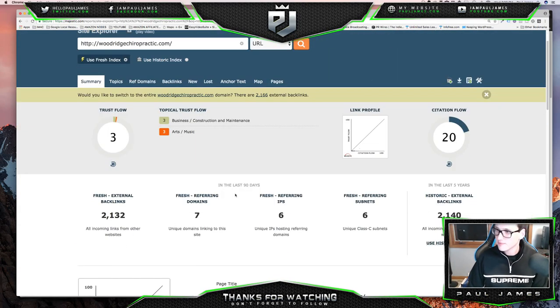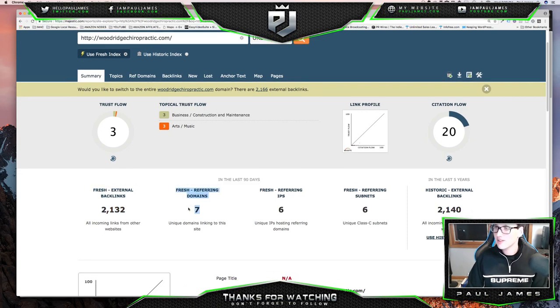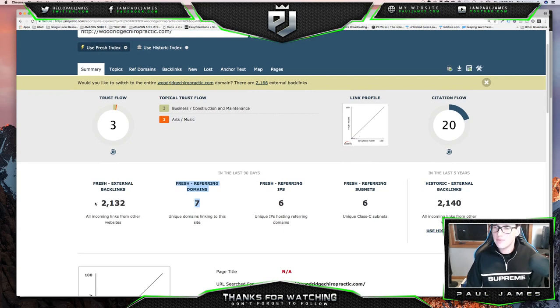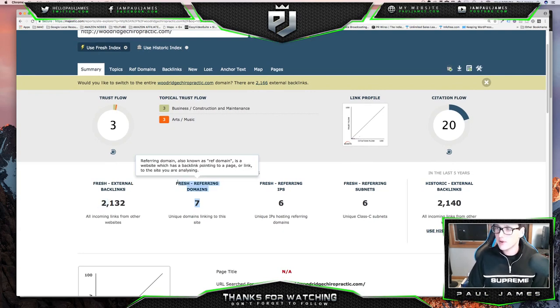Okay, so what we want to look at is we're not really concerned with the backlinks. You see this number is really high. It says 2,000. What we're really concerned with is the fresh referring domains. So basically what this is signaling to me is that they have backlinks coming from 7 referring domains, and these 2,000 backlinks might just mean that on one of these domains they have 500 separate pages with backlinks, which doesn't do them a whole lot of good. You really want those backlinks to be from separate domains. So that's why I look at this metric right here.